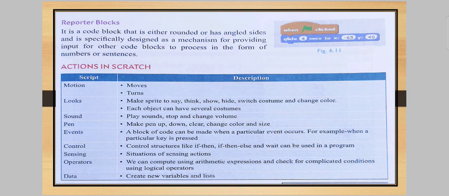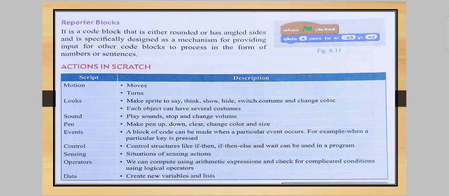Next is sound. Play sound, stop and change the volume. Next is pen command. Pen commands make the pen go up, down, clear, change the color and the size. Next is event. A block of code that runs when a particular event occurs, for example, when a particular key is pressed. That means if you set a particular key for your programming, then after pressing the key, the particular event will occur.